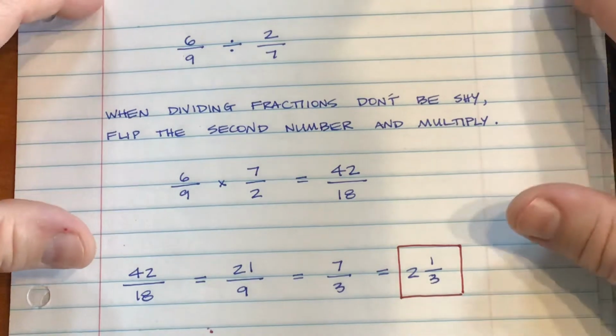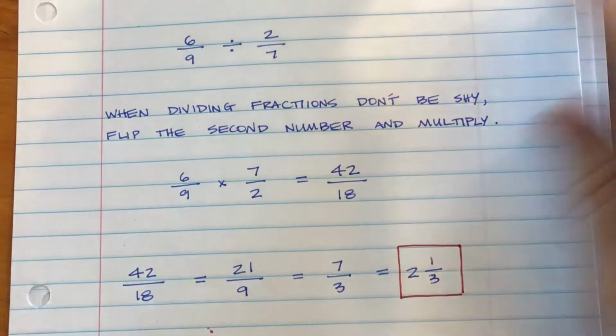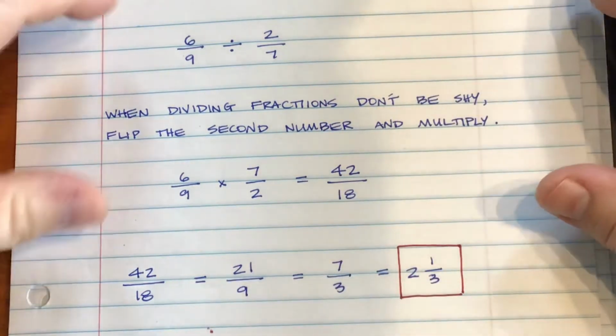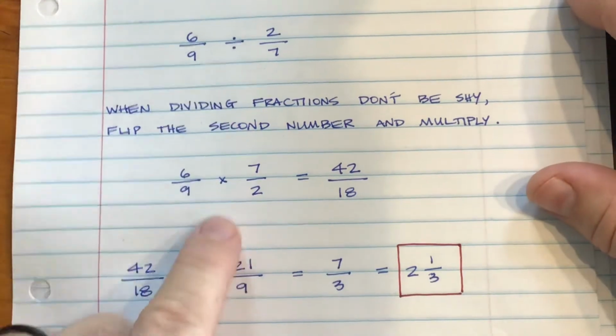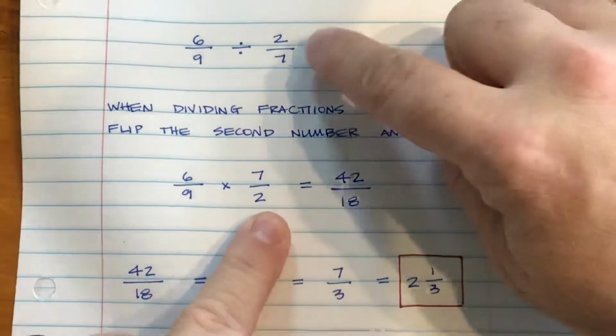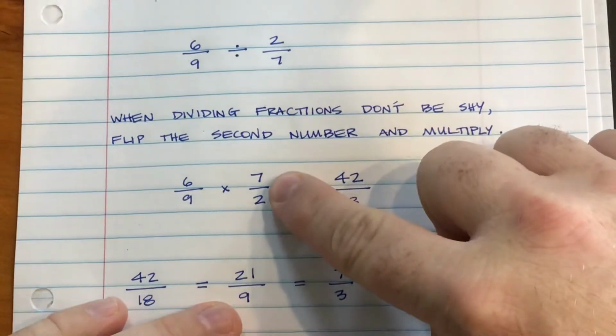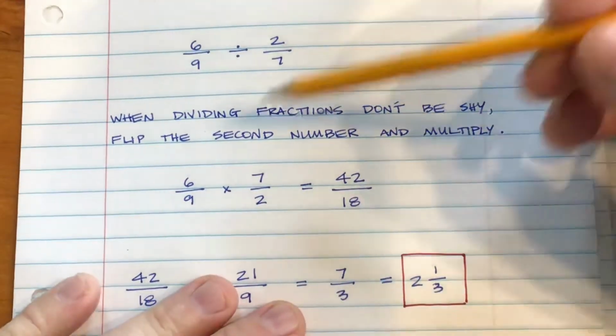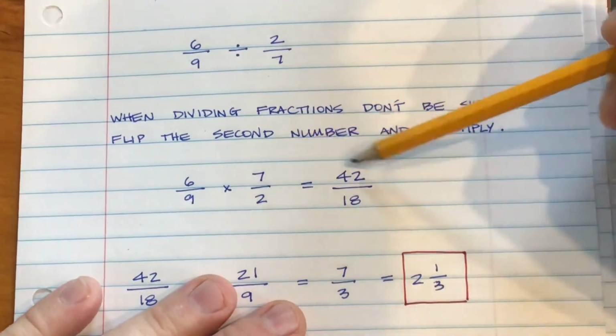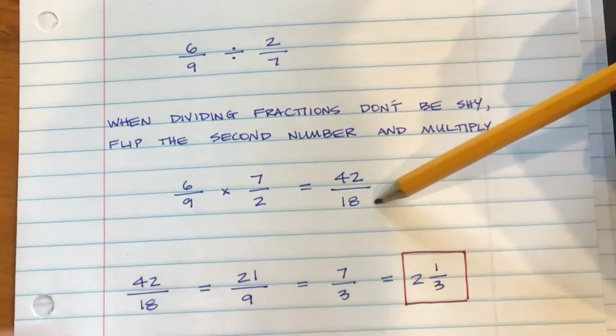When dividing fractions, don't be shy. Flip the second number and multiply. What we're really meaning there is, instead of dividing, multiply by the reciprocal. The reciprocal of 2/7 is 7 over 2. So from there, we multiply straight across. 6 times 7 is 42. 9 times 2 is 18.